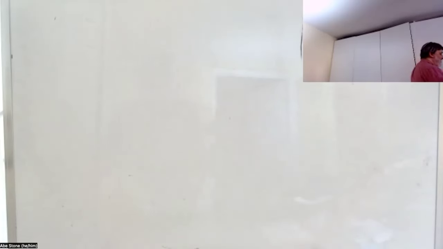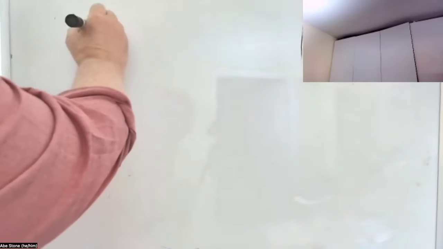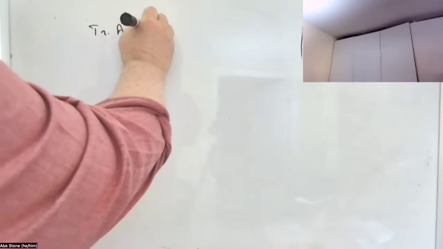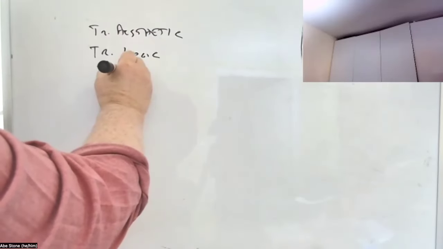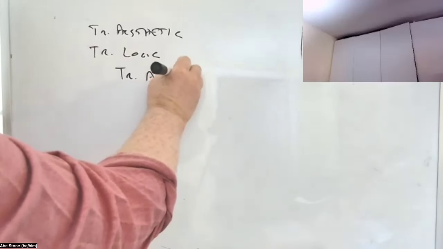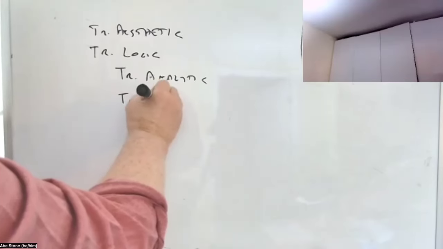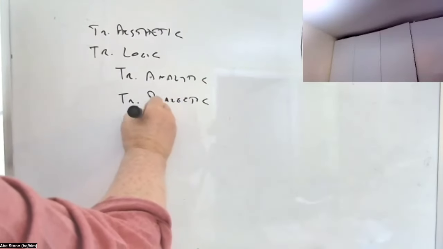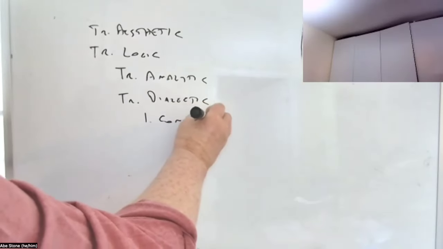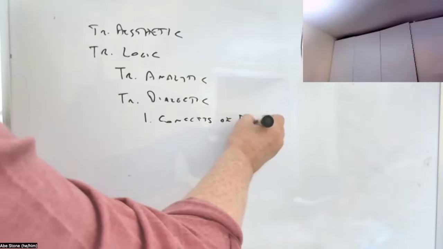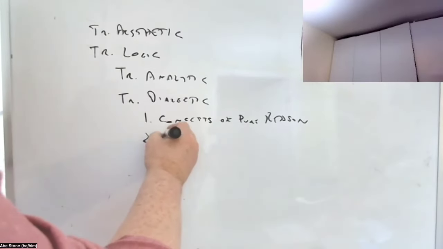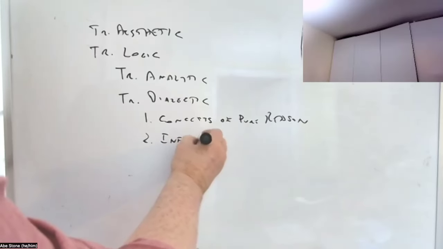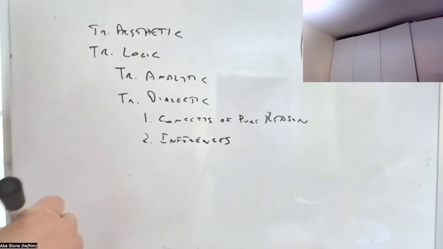Right, where we are in the book. My setup is not ideal today, but I'll try. So the doctrine of elements had these two parts, the transcendental aesthetic and the transcendental logic. The transcendental logic has these two parts, the analytic and the dialectic. Dialectic is divided into the concepts of pure reason and the dialectical inferences. I'll just write inferences. The dialectical inferences of pure reason.